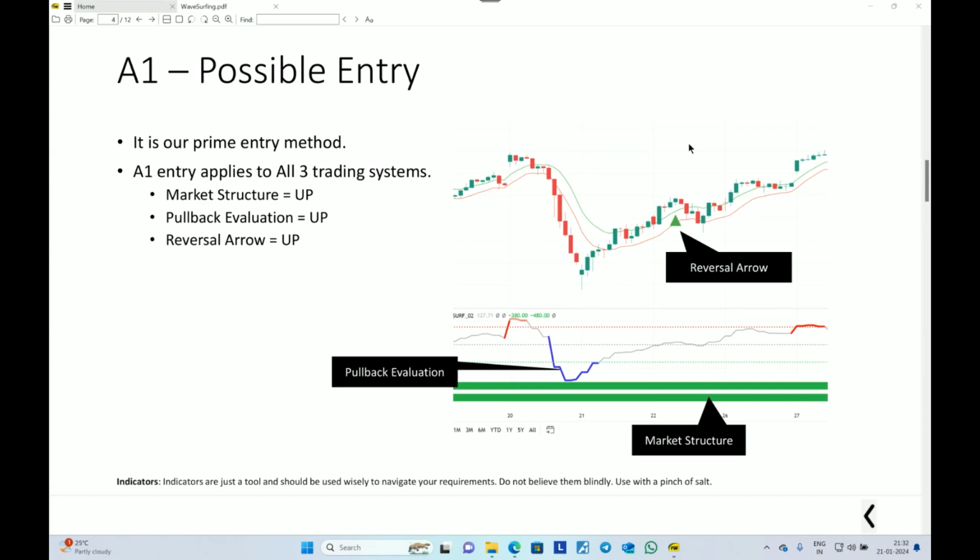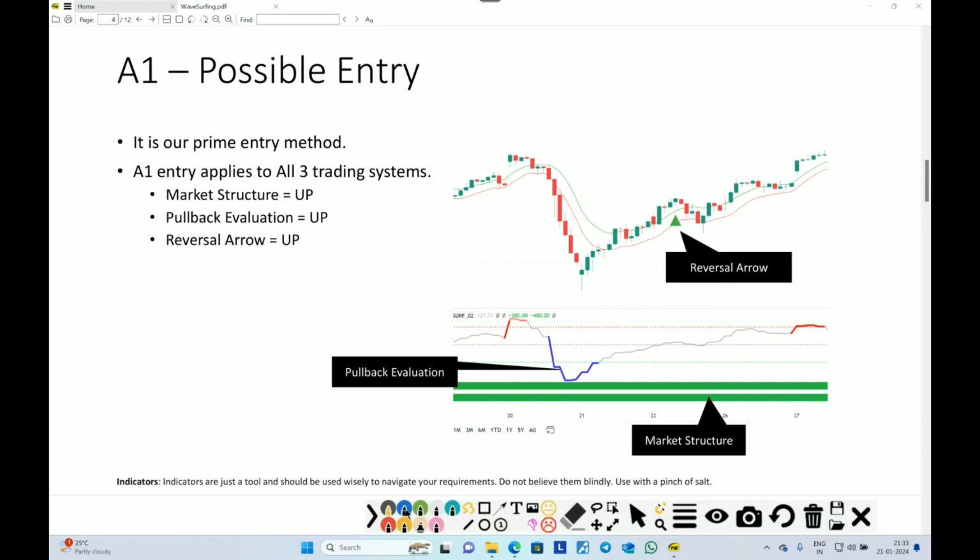We're going to look at the A1 possible entry, and this is our prime entry system on all our trading systems, including bay fishing, wave fishing, and bottom fishing. It's our primary method. A1 entry applies to all trading systems, and it contains only three rules to follow. It's very simple, and I'll be explaining them one by one.